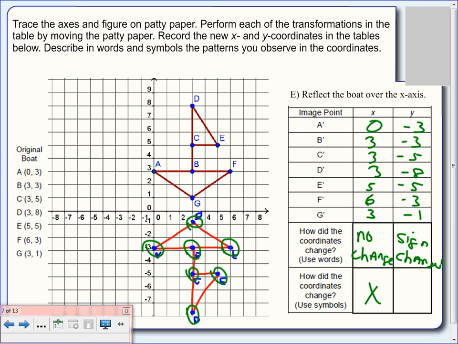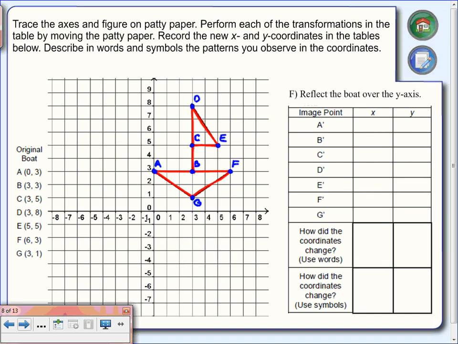Sign changed. How would I show that using symbols? What am I going to write down there? Negative y. In other words, whatever the y is, all I'm going to do is multiply it by a negative, or a -1. All that's changing is the sign. Okay, so that's the reflection over the x-axis. Got one more to look at here. This time this is a reflection over the y-axis.